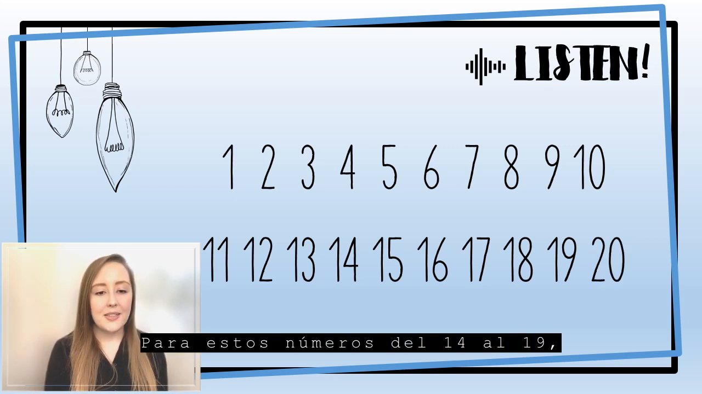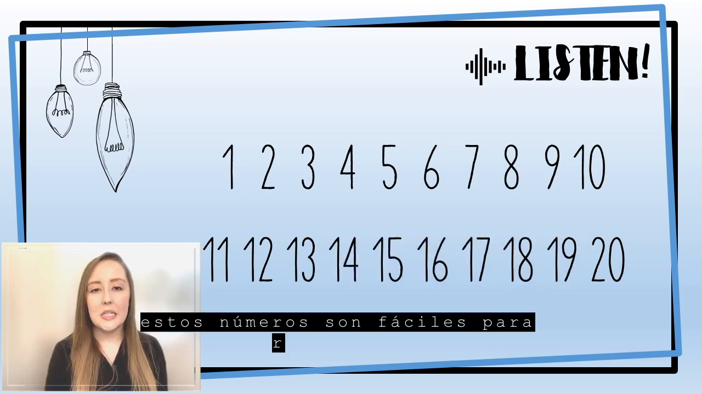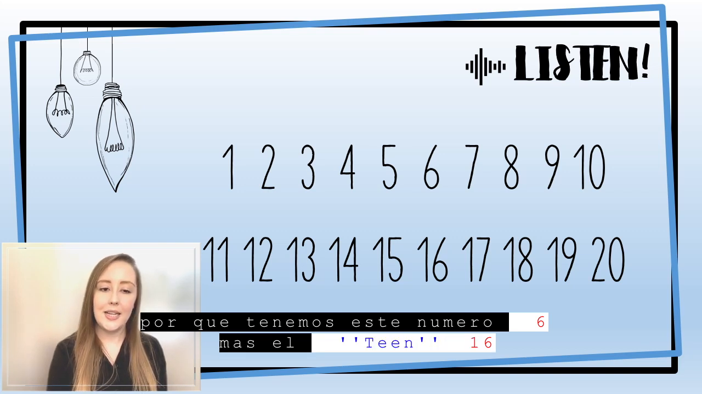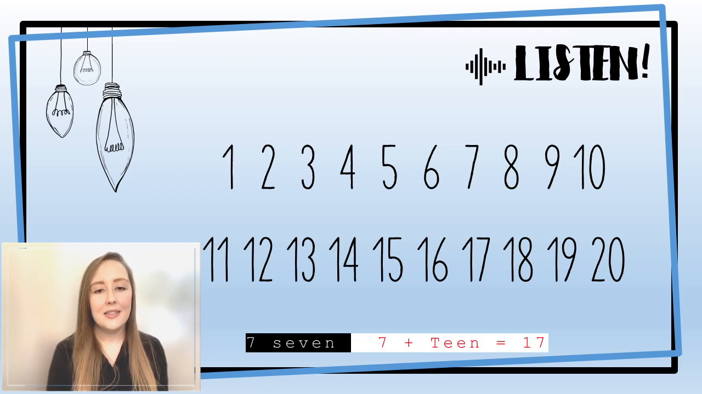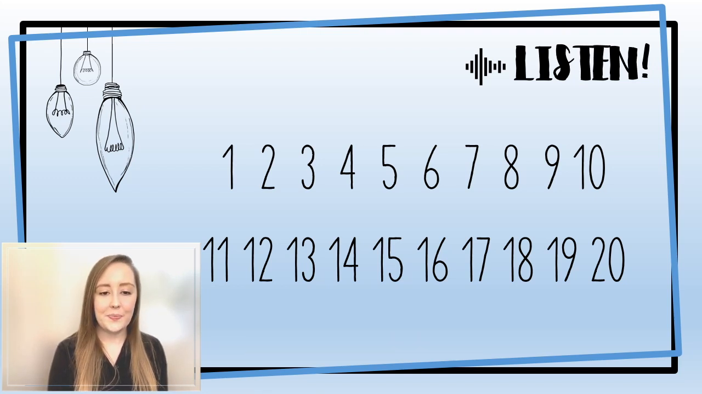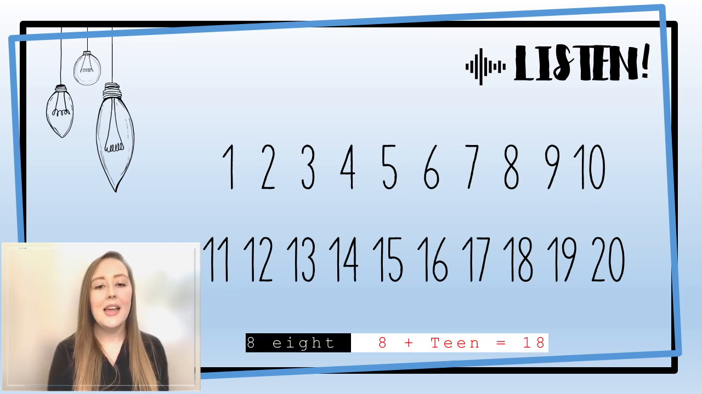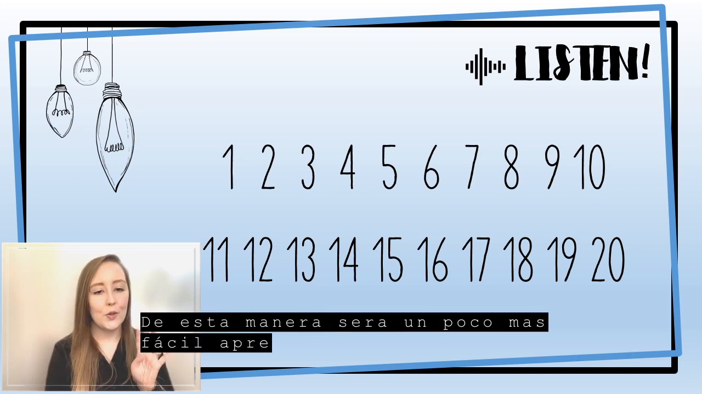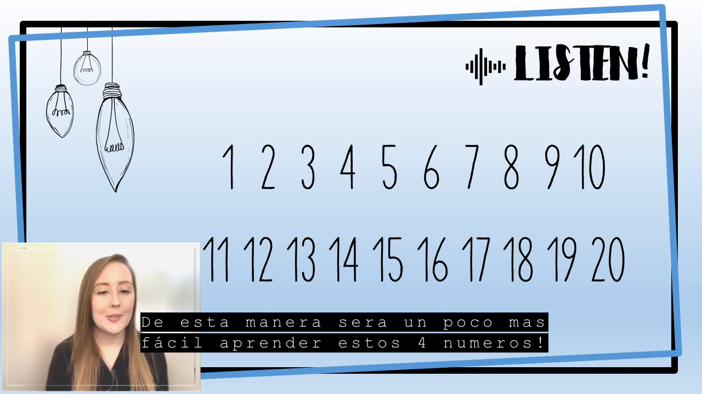For these numbers, 16 to 19, these ones are slightly easier to remember because you have this number, 6, 16, 7, 17, 8, 18, and 9, 19. So that should make it a little bit easier to learn those 4 numbers.